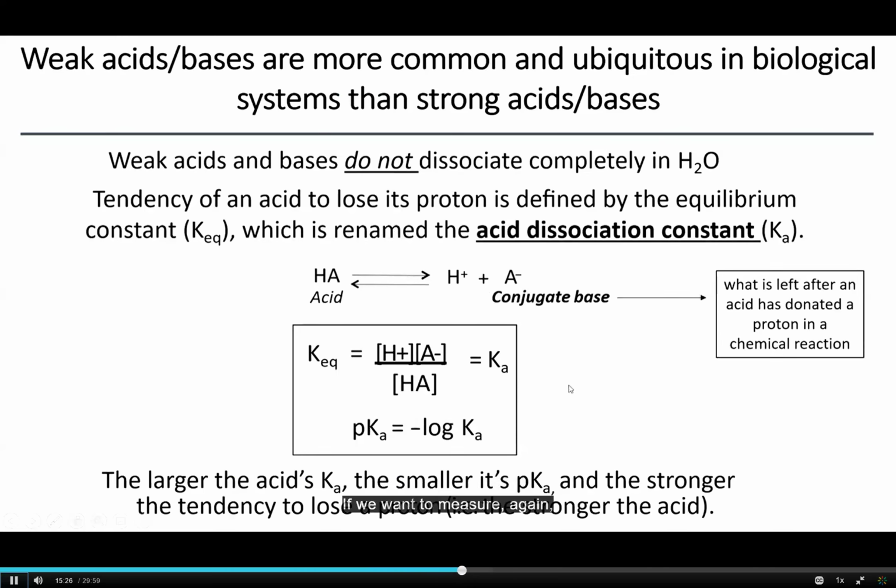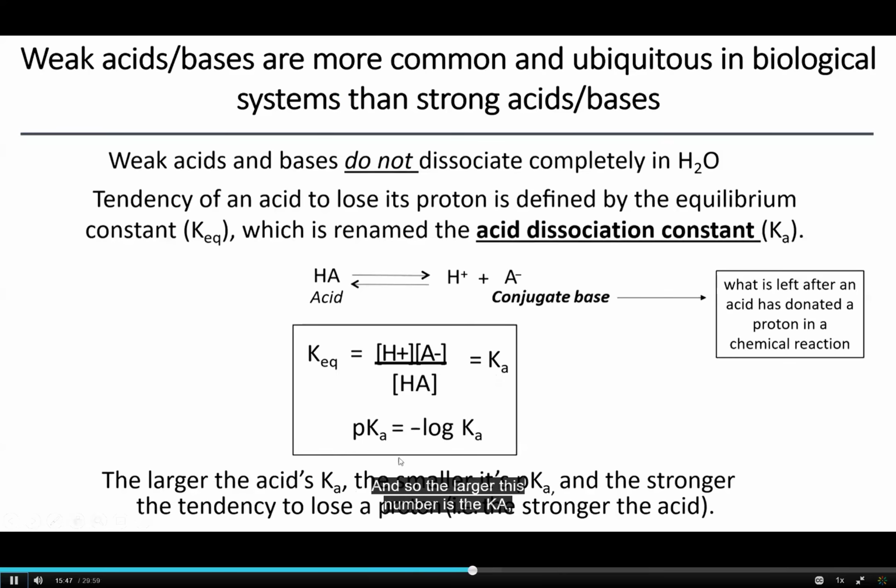If we want to measure, again, the tendency of that acid to lose its proton, we take the inverse log of the equilibrium constant. And so that would be the negative log of the Ka, which gives us what's called the pKa. And this is what we look at when we want to determine whether or not an acid is on the stronger side or the weaker side.